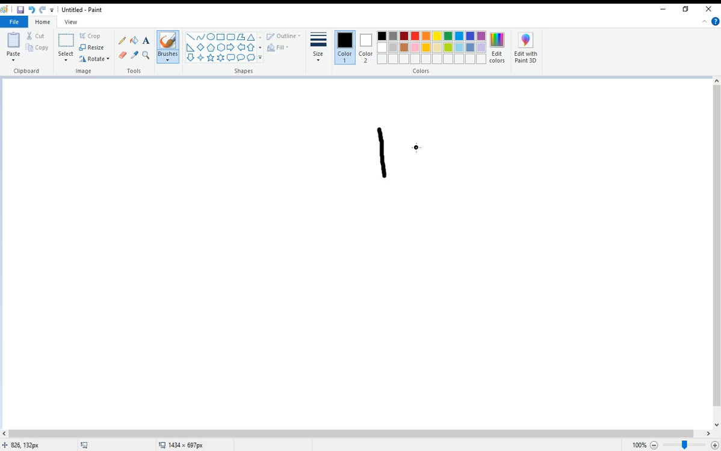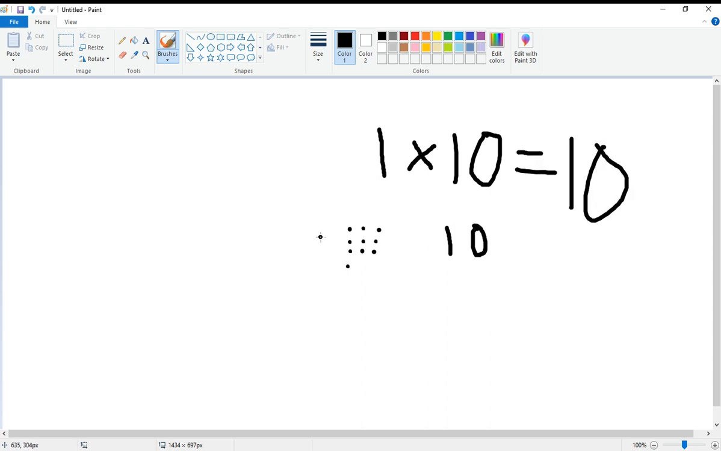Now, what is 1 times 10? Let's just go back to the basics and do this by counting spots. So 1, 2, 3, 4, 5, 6, 7, 8, 9, 10. So there's 10 ones here. We count them up and we get 10. 1 times 10 equals 10.